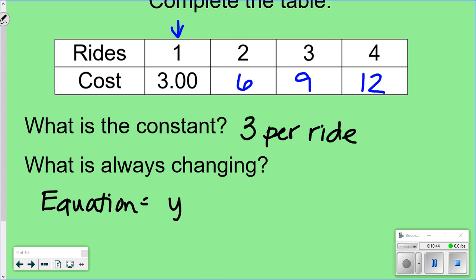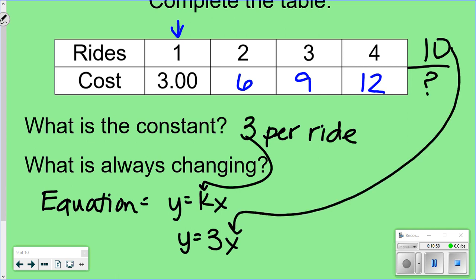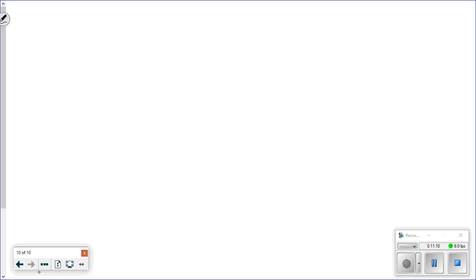The equation would be y equals kx. Where's that 3 going to go? 3 is going to go in my constant. Now let's say we added this. How can I find out what this is? Well, I could take my 10 and put it in for x, because when I have a table like this, this is usually my x and this is usually my y. So it'd be 3 times 10, and I know 30 would go down here. So we can use that equation to keep finding things that could potentially be in our tables.